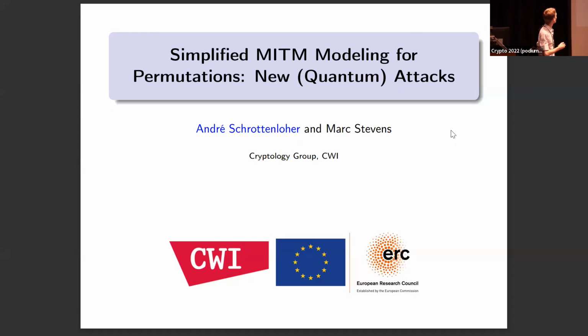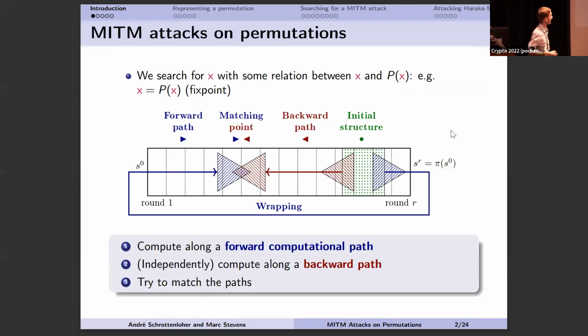Let's start with permutations. So cryptographic permutations, there is no key. In this presentation, there is no key at all, but we're still going to try to find attacks on that. And our goal here is to find an input X which has some relation between the input X and the output P of X. You could say, for example, I want to search for a fixed point of this permutation if there is one, and that means X equals P of X.